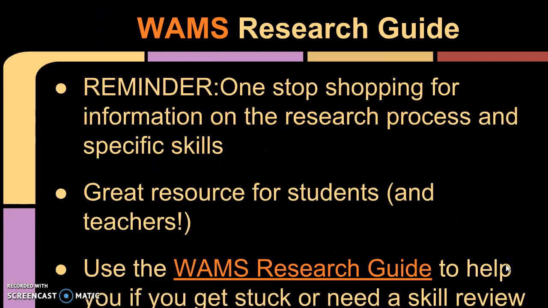Before we begin, just a reminder that the WAMS Research Guide is an online website with video clips, tools, and tips for all the research steps and skills. You can find this website by Googling WAMS Research Guide or going to the WAMS Media Center Resources page and clicking on the WAMS LibGuides link in the center of the screen. This website can help answer any research questions you might have.